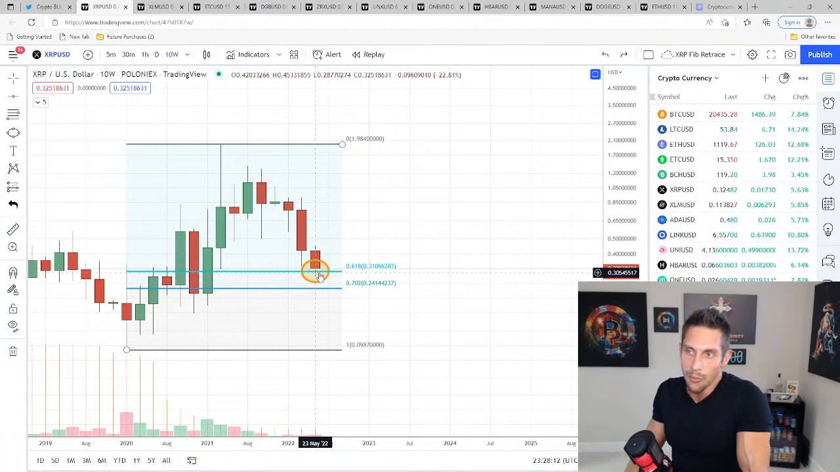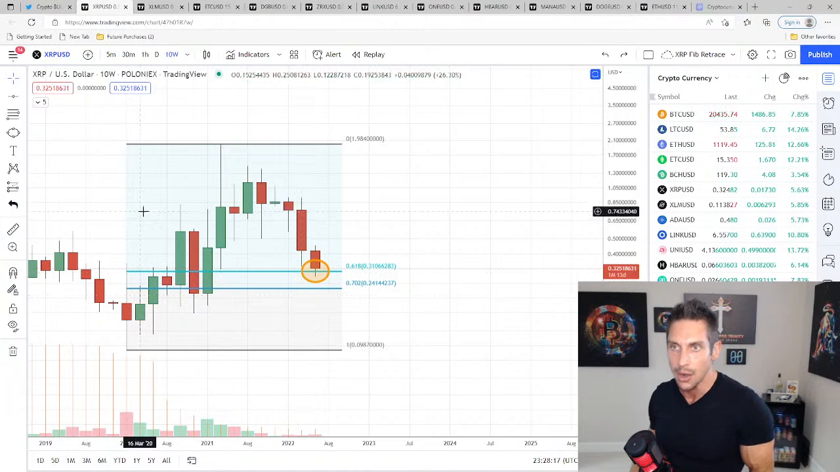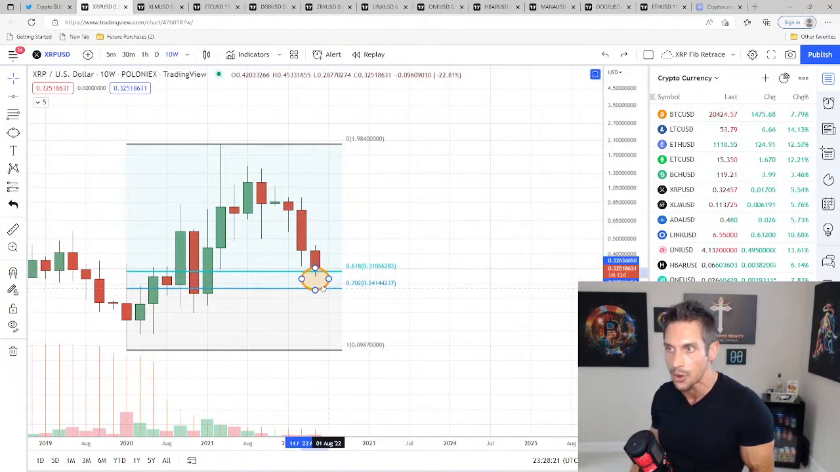So historically, if you look at data, what you'll see is price data often likes to converge in this area right here, and this moved on me.